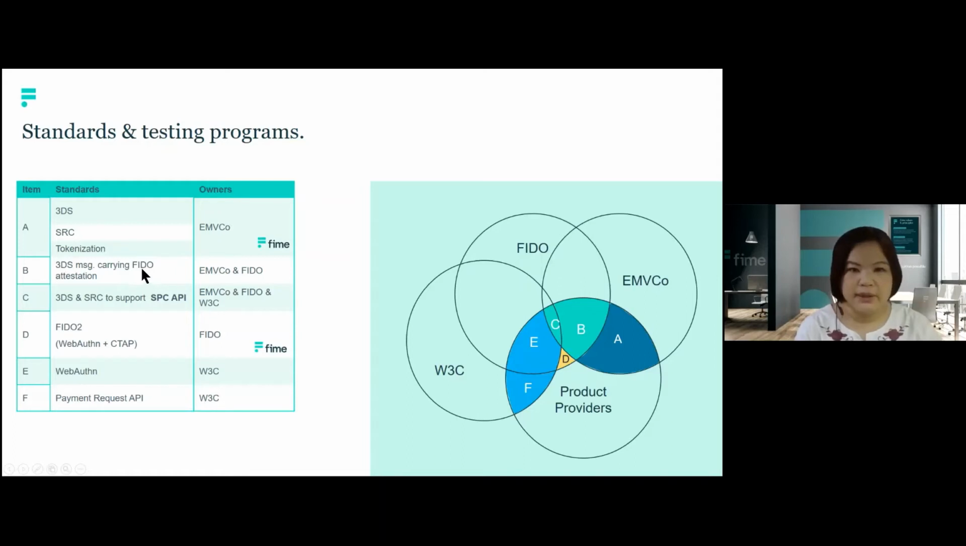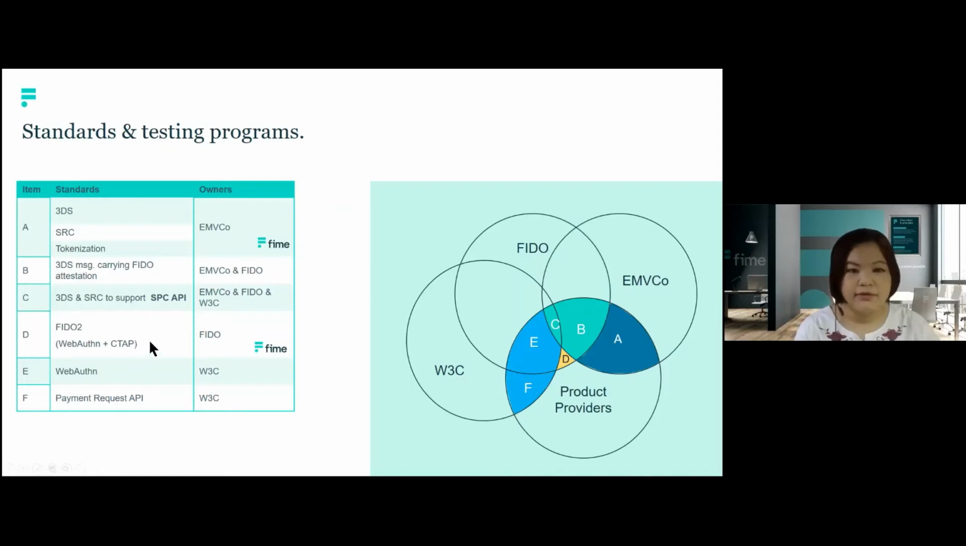And in section B, we can see there is also a collective work happening between EMVCo and FIDO to carry FIDO's attestation message within this 3DS flow. Also, there is another collaboration between three parties, EMVCo, FIDO, and W3C, called SPC API. SPC stands for Secure Payment Confirmation. This API is targeting to enhance the payment experience within 3DS and SRC flow, also considering FIDO's authentication approach. The discussion is ongoing within all the stakeholders to find a best practice. There is no testing program for the moment because it's still under discussion.